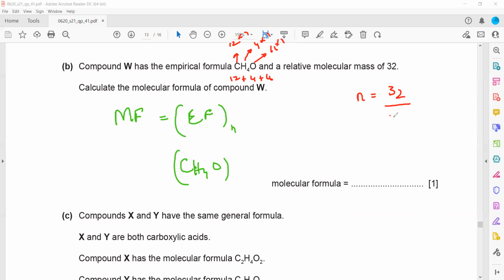So the empirical mass is also 32. So the value of n is 1. So when the value of n is 1, we'll have the same molecular as well as empirical formula. So it will be CH4O. So empirical formula times n is equal to molecular formula.